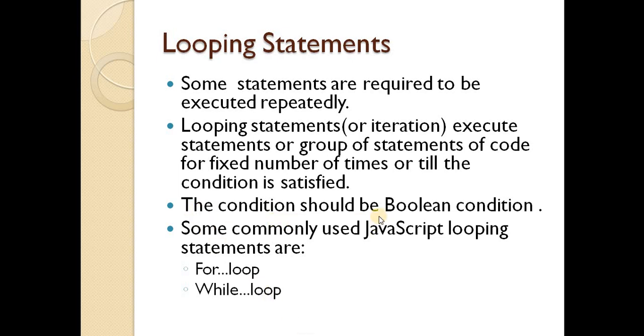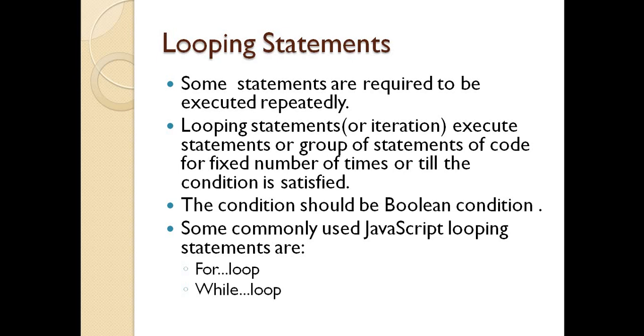The condition should be a Boolean condition. So whenever we are writing the condition, it has to be a Boolean condition. Boolean condition means the result of the condition must be either true or false. So whatever is the condition, the result must always be true or false, nothing else. Okay. So some commonly used JavaScript looping statements are for loop and while loop. These are the two loops that we are going to study. Apart from that, we have do while loop also. We will just see the syntax of that loop.